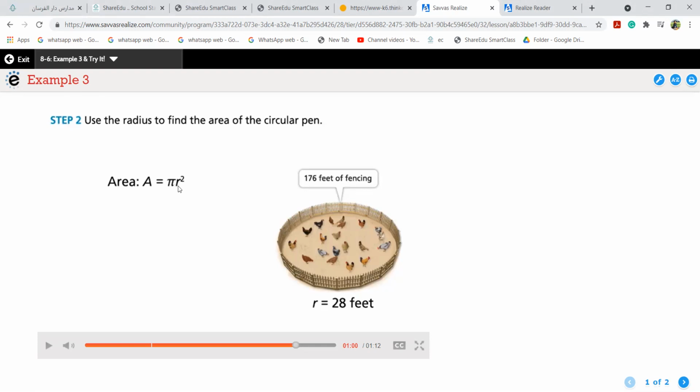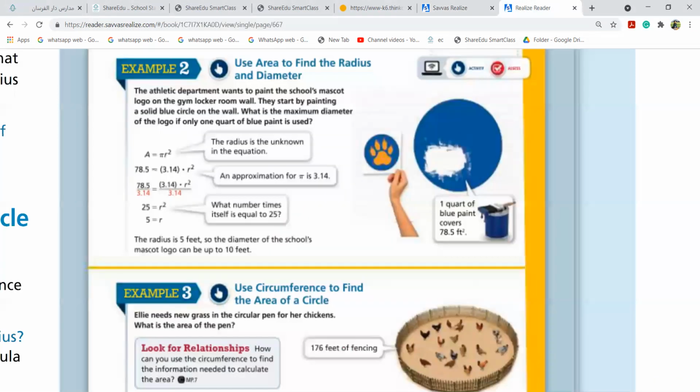So area is pi r square. A equals pi r square. So that is 22 over 7, and then you multiply 28 times 28 twice. Substitute 22/7 for pi and 28 for r. The area is about 2,464 square feet. So you got an area of 2,464.